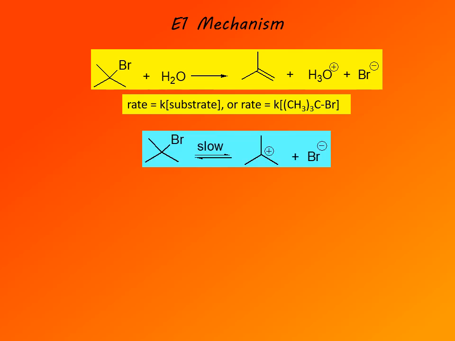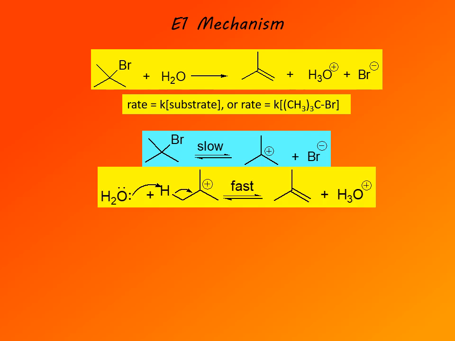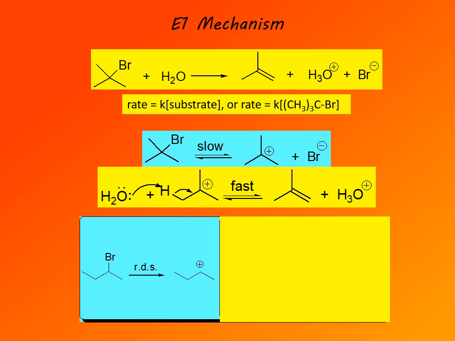The reaction mechanism involves the first slow step, which is the breaking of the carbon-bromine bond to give the corresponding carbocation, in this case the tertiary butyl cation. Then the second step is the fast product determining step, and in that step the base, in this case water, picks up a beta proton, and that results in formation of the corresponding alkene.